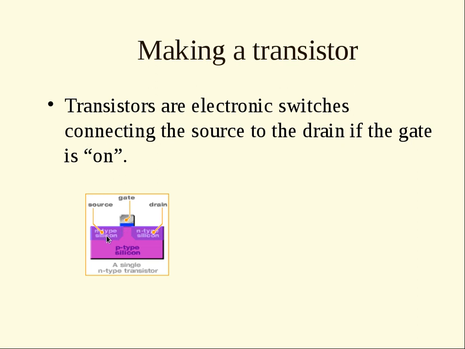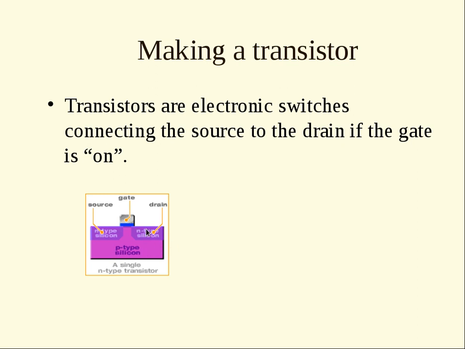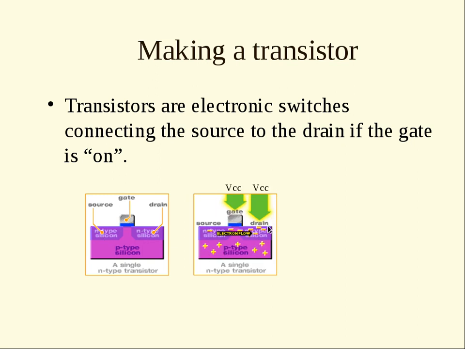Without this gate, if you were to try and push over here on the source, what would happen? If you try and push right here, it's actually going to first go into the p-type and act as an insulator. On the other hand, if you push on the gate, which you apply voltage here, it's going to fill in this part of the p-type, which will then make it basically a neutral charge, aka a semiconductor, and then the electricity can flow through it.